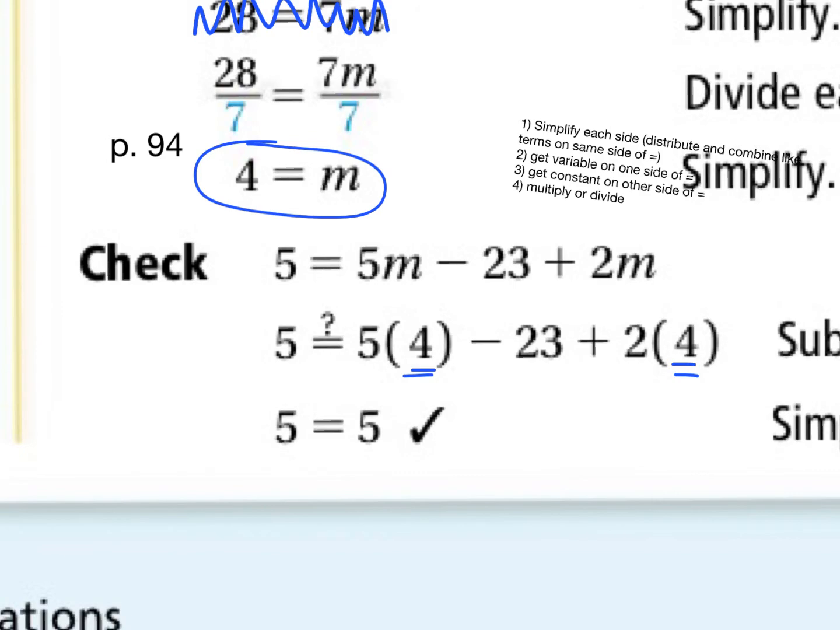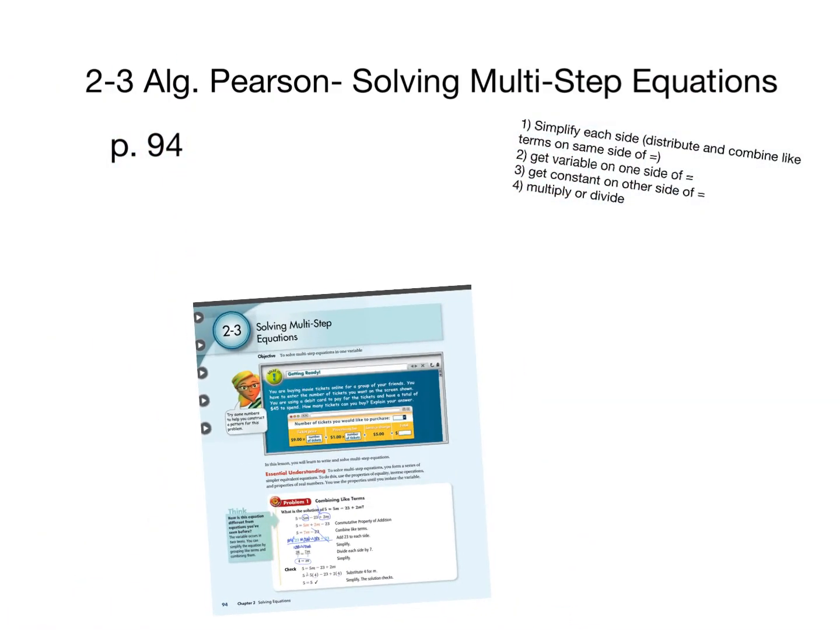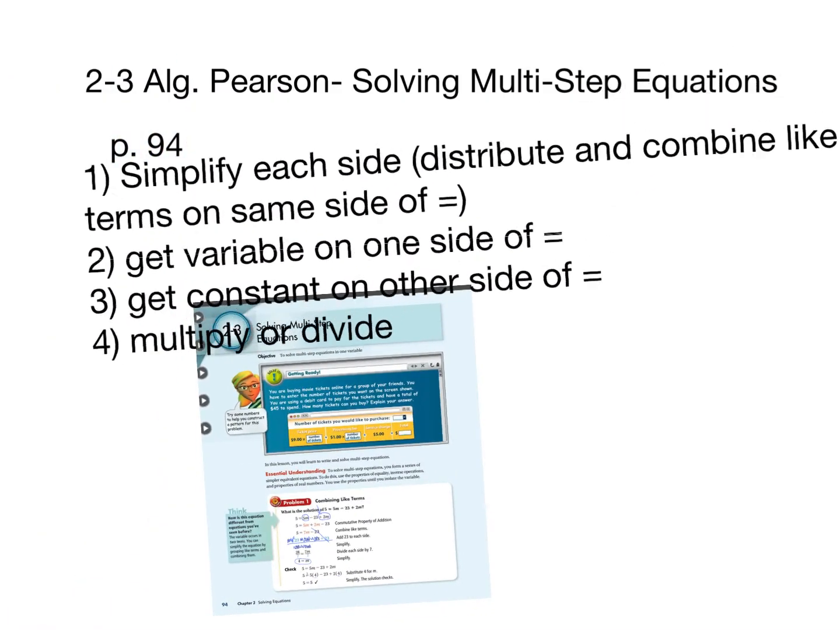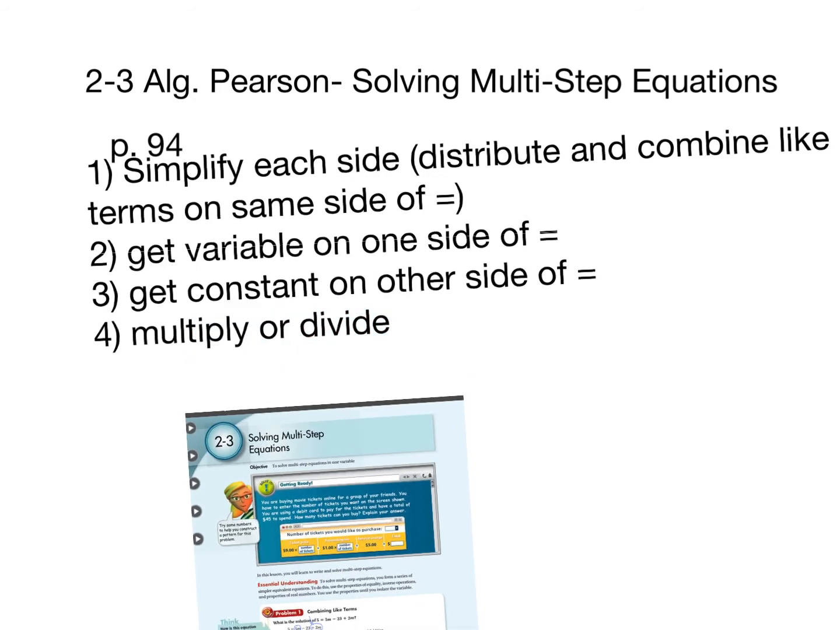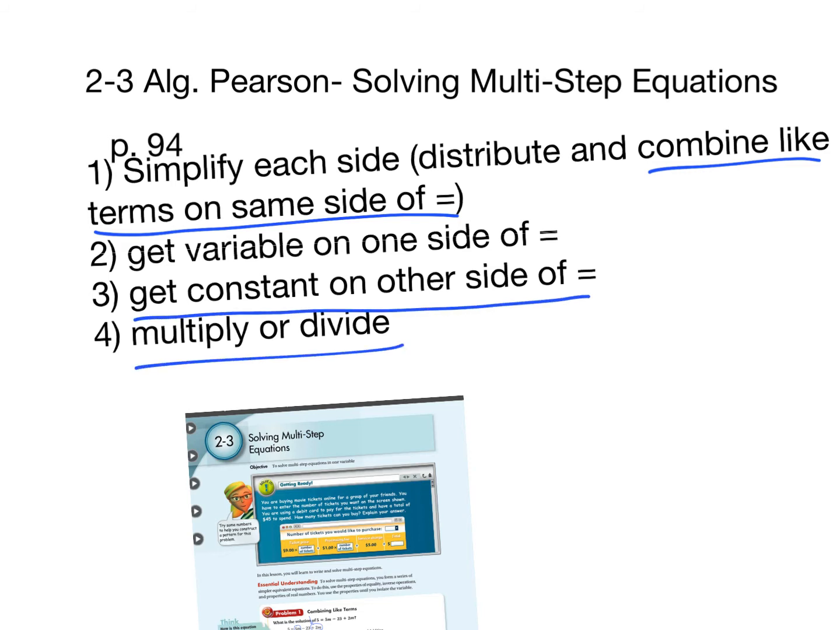Okay, so this one, going back to those steps, basically for that one, we're not doing all these things, but we did combine like terms on the same side of the equation. The variable was already on one side of the equation. We got the constant on the other side, and we multiplied or divided. So, there's 3 things there out of maybe a possible 5 that we did on that problem.